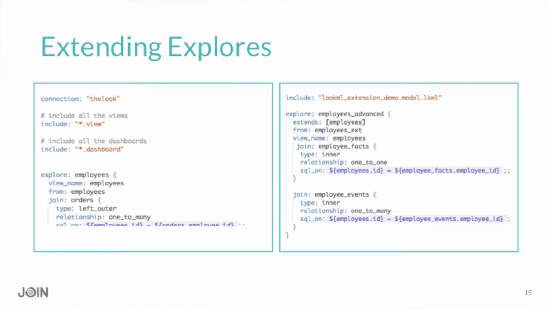Over on the left-hand side, you can see the code. We're in a main model file, so we have our connection specified, and we've built out a pretty basic explorer that's leveraging that main employees table that we have in our database. And the only difference that you may see here from explorers that you're used to is that we've defined a view name and a from parameter.